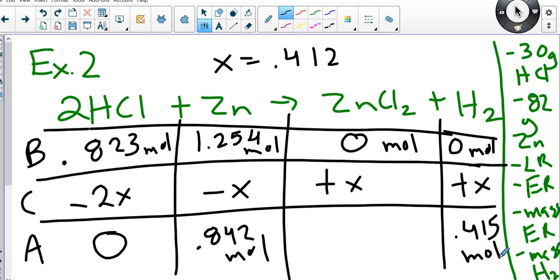Okay, is this your whole chart? Is that what you got for everything? Anybody need help? Yes? How'd you get 0.842 moles? I subtracted x. Yes, how'd you get 0.415? I don't know.